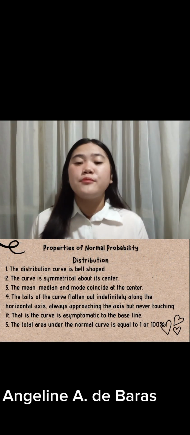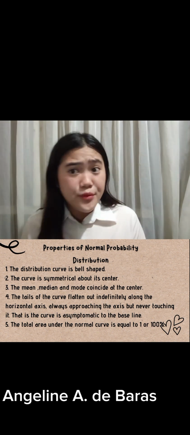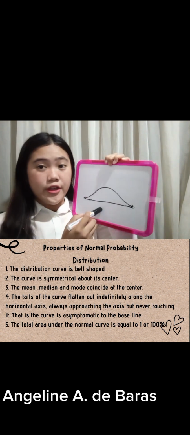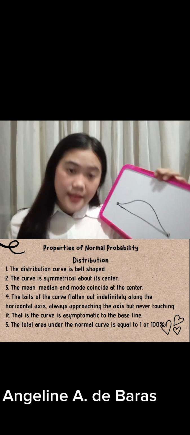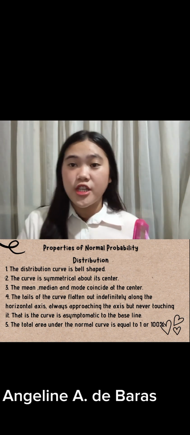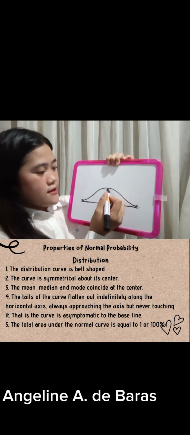So next, the properties of the normal probability distribution. So first, the distribution curve is bell-shaped. As you can see on this board, it looks like this. Next, the curve is symmetrical about its center. When we say symmetrical, it's like a mirror. What we see on the right is the same on the left. It's like this, guys.